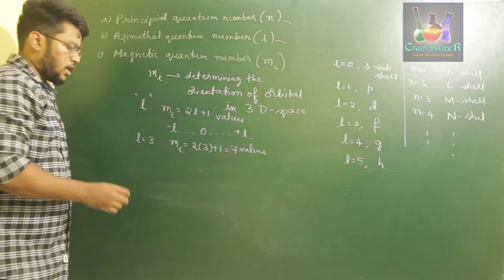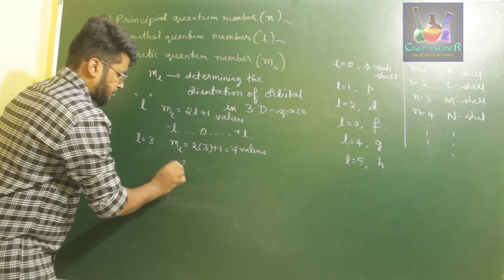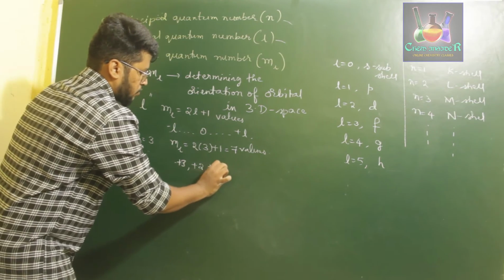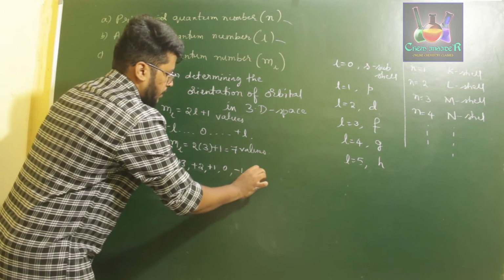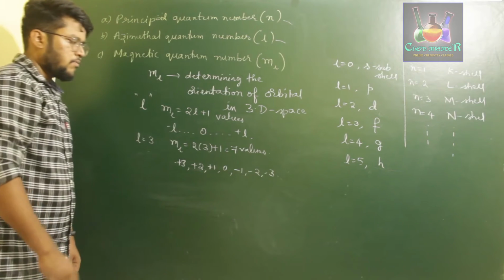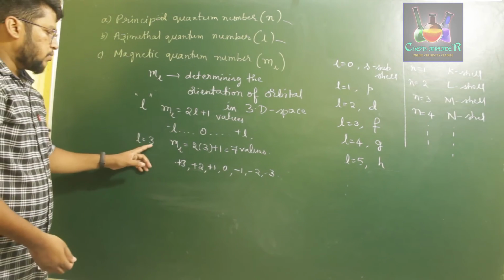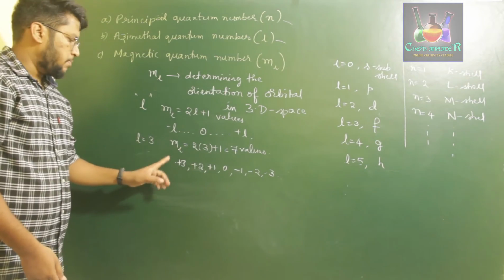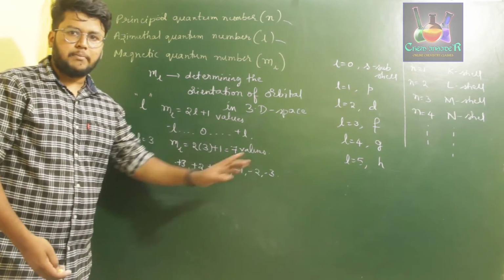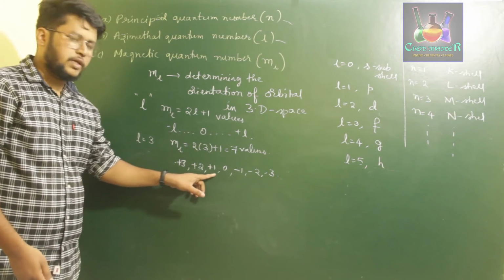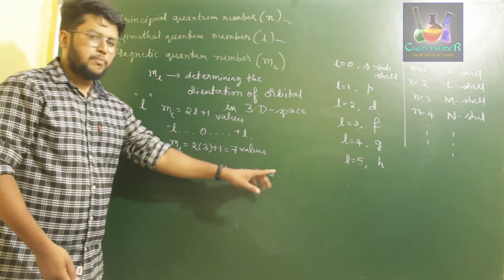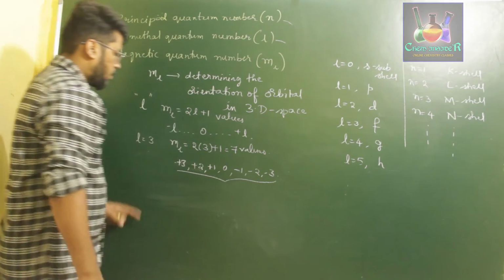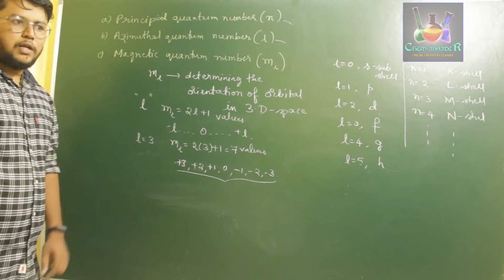Those 7 values are plus 3, plus 2, plus 1, 0, minus 1, minus 2, minus 3. Okay, for L is equal to 3, ML can have 7 values, and those values start from plus 3 to end at minus 3. That is plus 3, plus 2, plus 1, 0, minus 1, minus 2, minus 3. Okay, so these are the 7 values obtained when L is equal to 3 of the ML values.